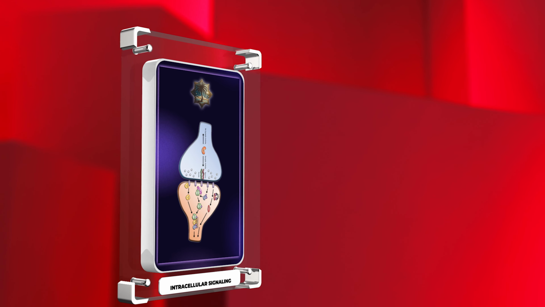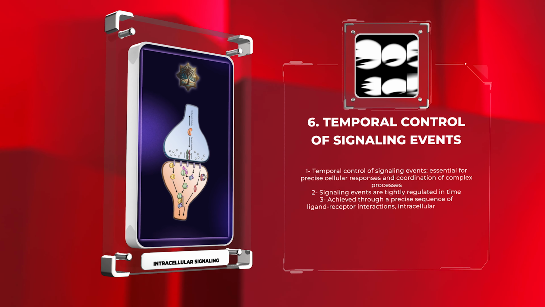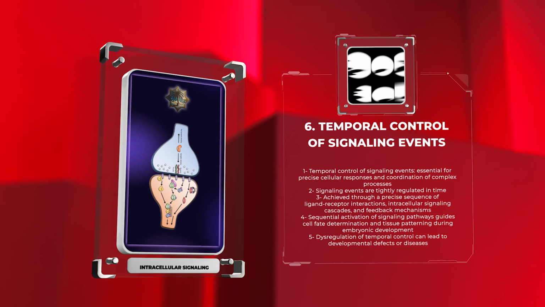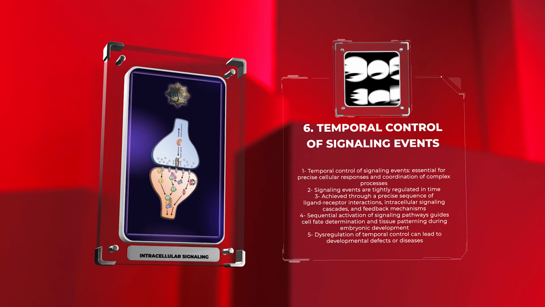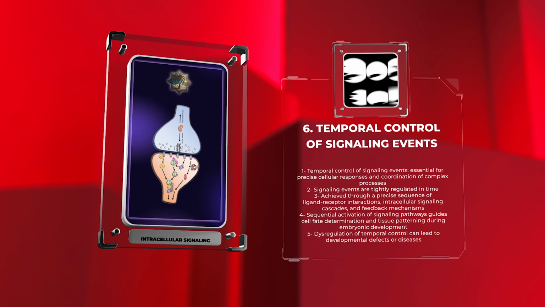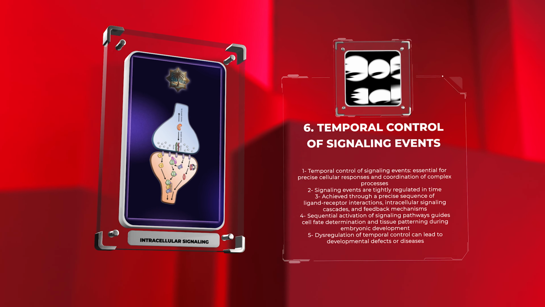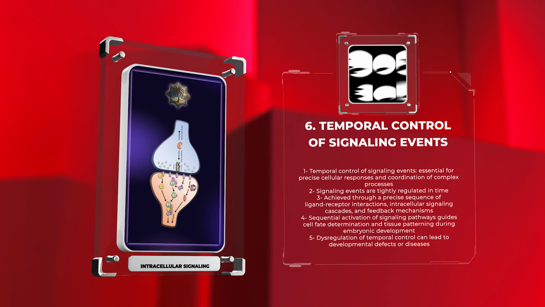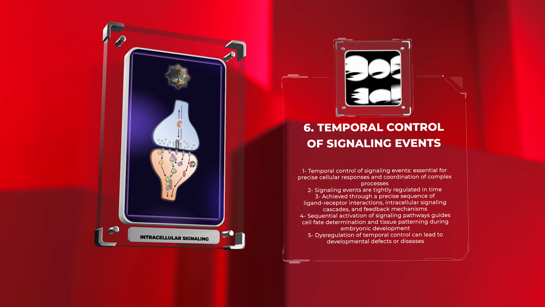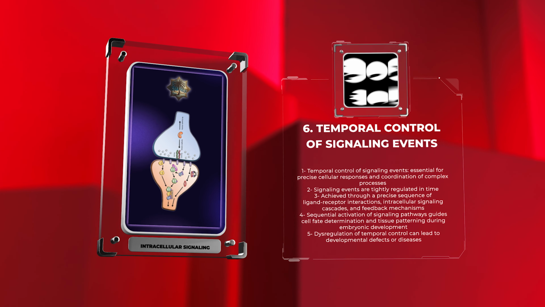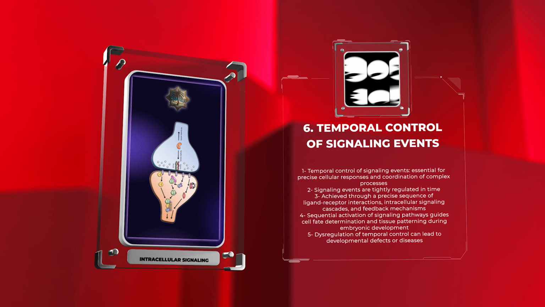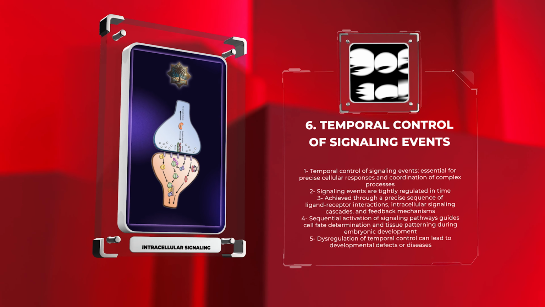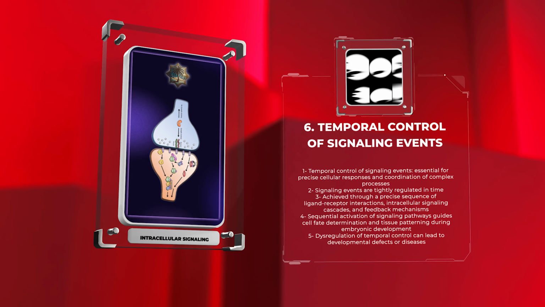The temporal control of signaling events is essential for precise cellular responses and coordination of complex processes. Signaling events are tightly regulated in time, with specific molecules being activated or inactivated at specific times in response to various cues. This temporal control is achieved through a precise sequence of signaling events, including ligand-receptor interactions, intracellular signaling cascades, and feedback mechanisms. For example, during embryonic development, sequential activation of signaling pathways guides cell fate determination and tissue patterning. Dysregulation of temporal control can lead to developmental defects or diseases.